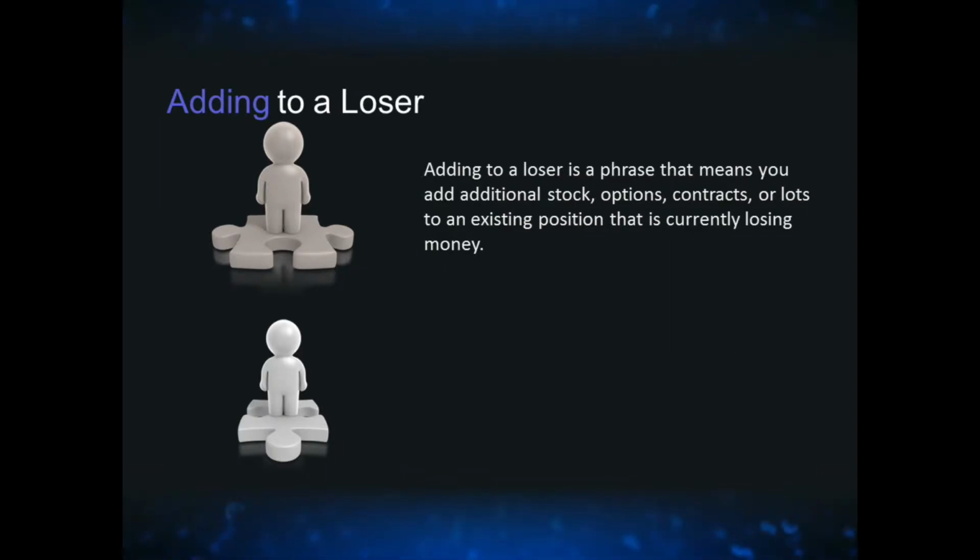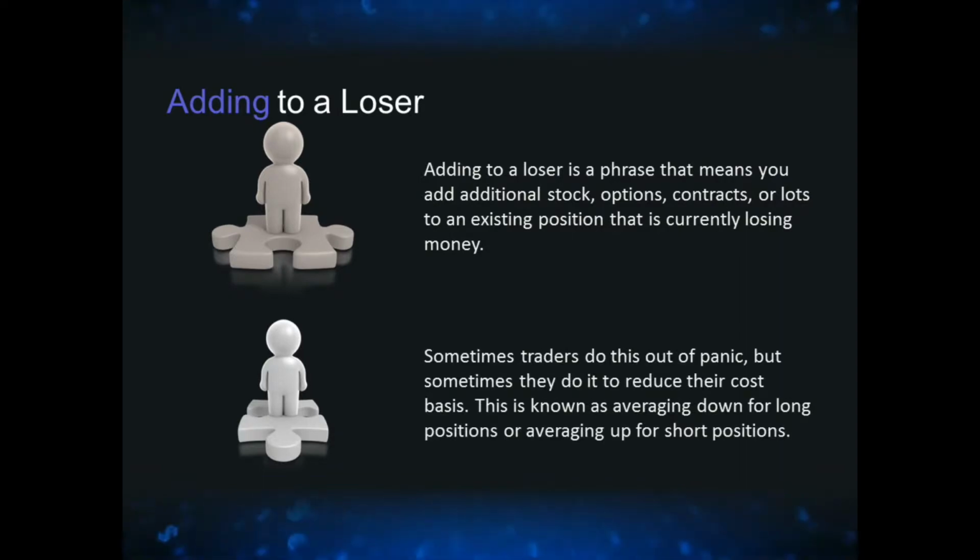So you are on the wrong end of this trade or this investment, and you are adding more. You are spending more of your money, investing more of your money to add to this existing position. Now, some traders do this out of panic, but sometimes they simply do it to reduce their cost basis. This is known as averaging down for long positions or averaging up for short positions. They're trying to reduce the total amount of money they have per share or per contract or per lot.